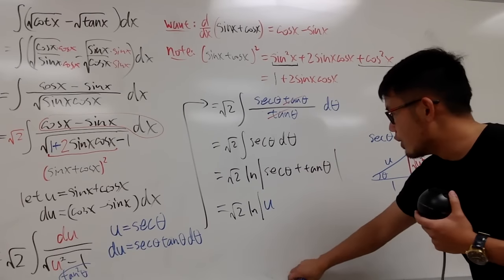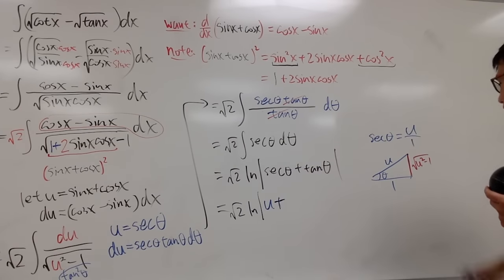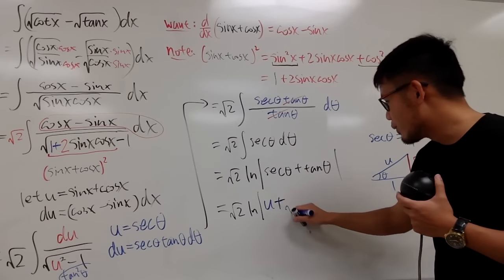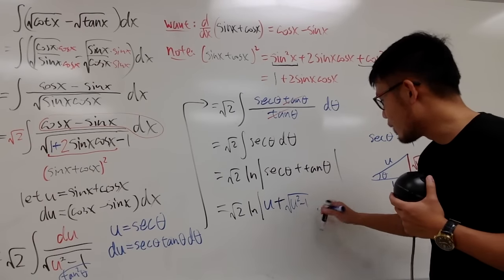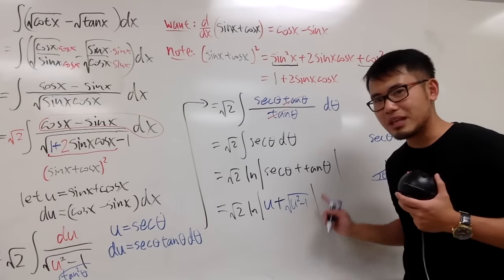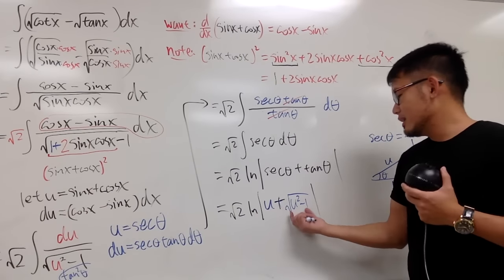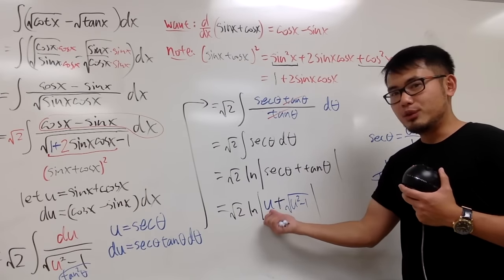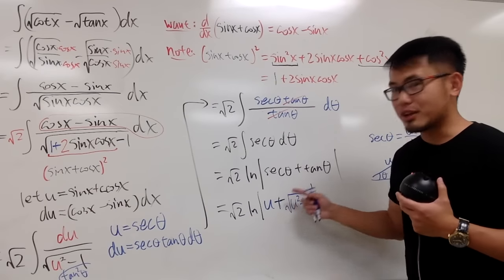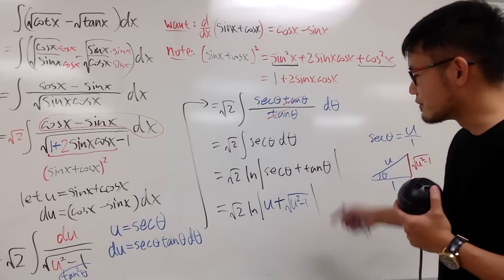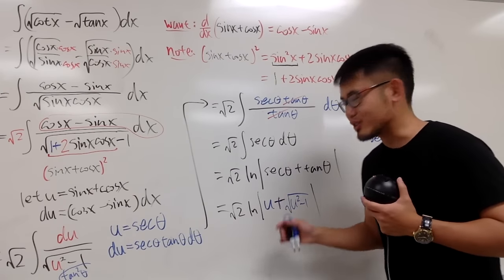And then we add tangent theta, which is opposite over adjacent, which is the square root of u squared minus 1. I still have to maintain the absolute value because this is smaller than that. If u is negative, the whole thing inside could be negative, so I need the absolute value so that it wouldn't ruin the ln function.